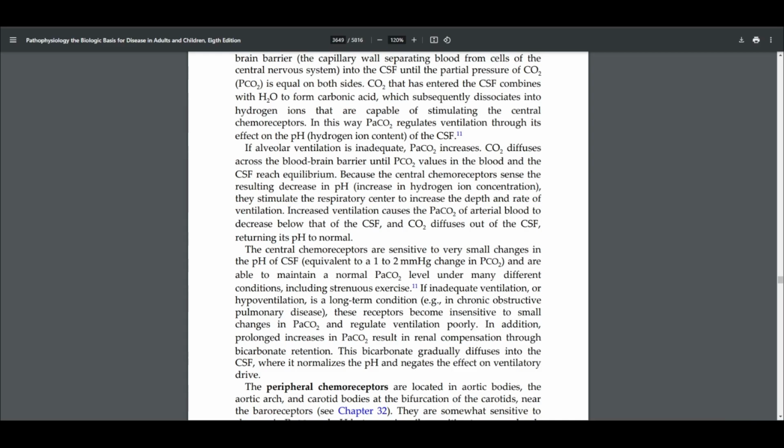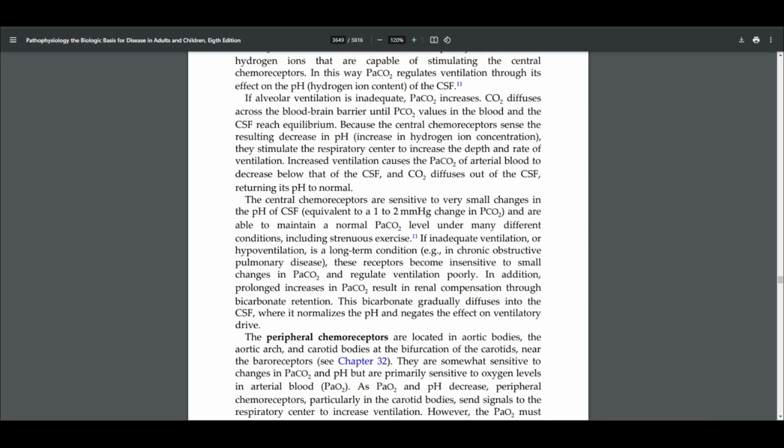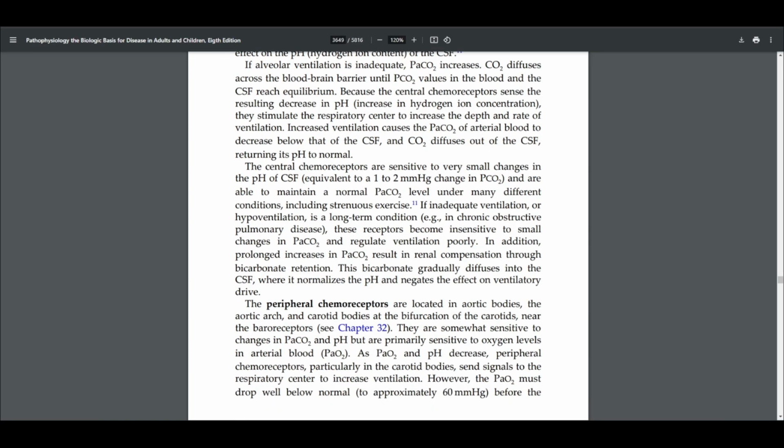CO2 that has entered the CSF combines with water to form carbonic acid, which subsequently dissociates into hydrogen ions that are capable of stimulating the central chemoreceptors. In this way, PaCO2 regulates ventilation through its effect on the pH of the CSF. If alveolar ventilation is inadequate, your PaCO2 increases. That CO2 diffuses across the blood-brain barrier until the pCO2 values in the blood and the CSF reach equilibrium.